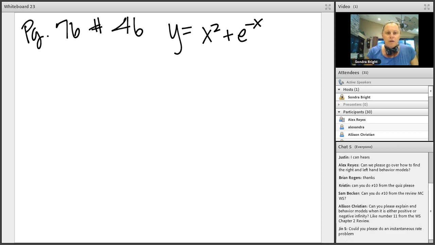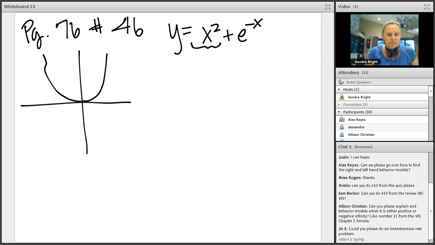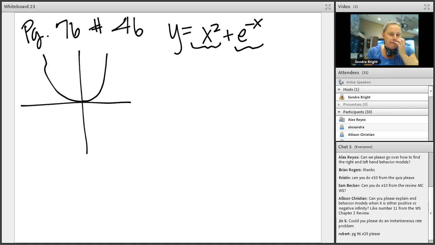Okay, so if you remember from before, which you probably didn't, the graph of y equals x squared would be a parabola opening up, right? And then the graph of e to the negative x is an exponential function, but a decay one, right, where it would decrease like this. And then how we would get this entire thing is by adding each of these points together, right?